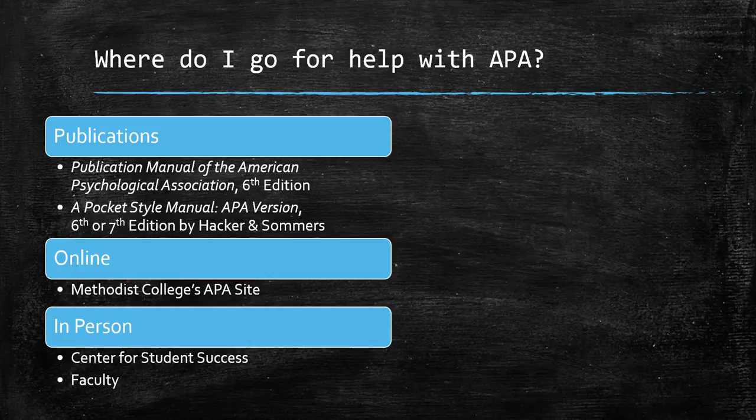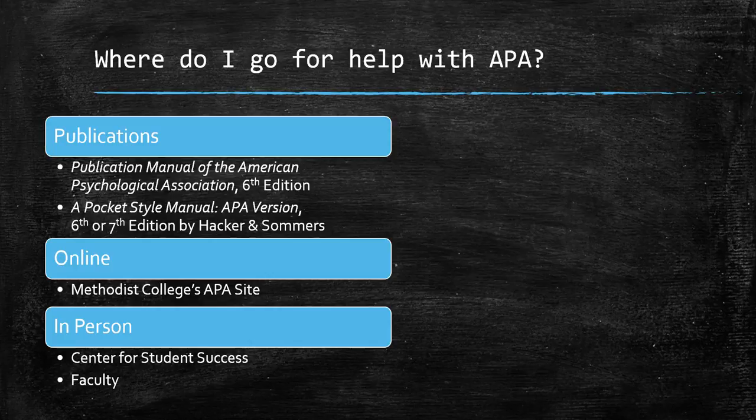Another resource you have where you can go for help is you can go online to Methodist College's APA site. So there's all types of information there. That's probably where you're finding this tutorial. And this is really the site that we want you to go to. We don't want you to go to Purdue OWL. We don't want you to go to any other college's site, because this is the site with the standards that Methodist College has set for using APA at Methodist College. So this is the default site that you should be going to.